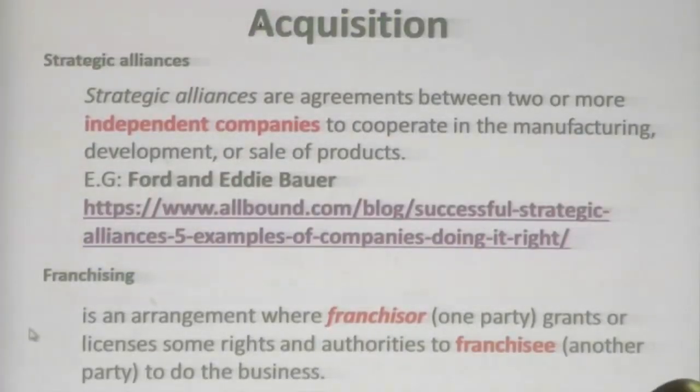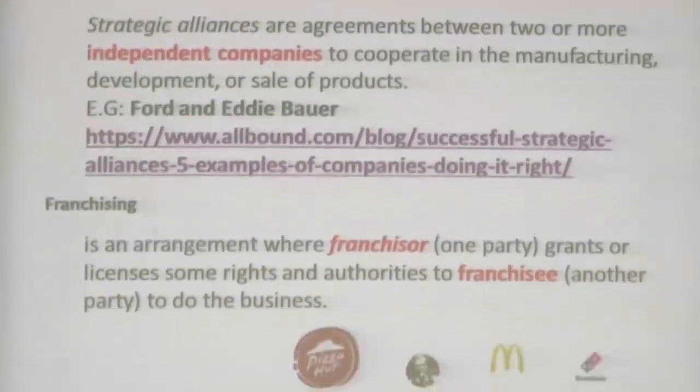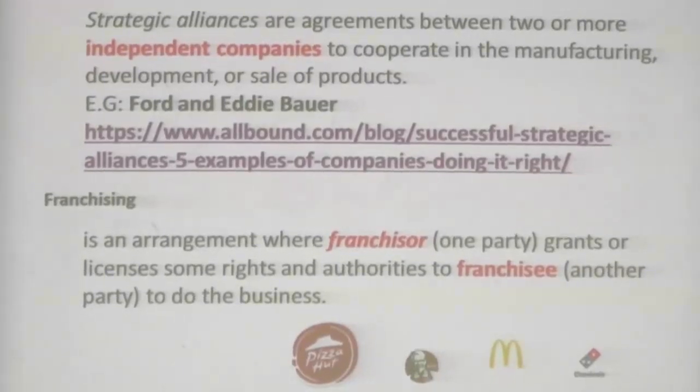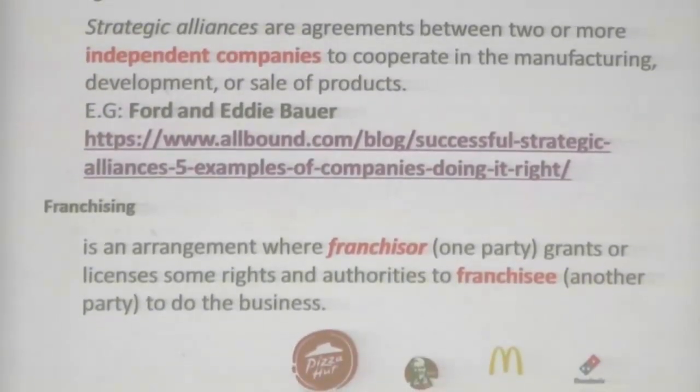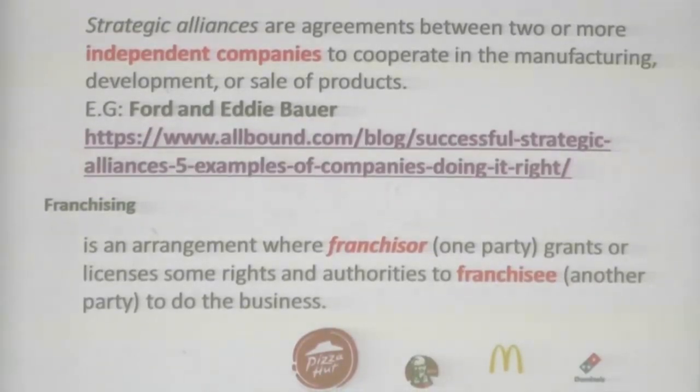And franchising is an agreement where the franchisor grants or licenses some rights and authorities to the franchisee, another party, to do the business. So, there is a franchisor and also a franchisee. From the example you can identify the meaning of franchising: Pizza Hut, KFC, McDonald's and Domino's. Those are the franchising examples. So, they give a license.